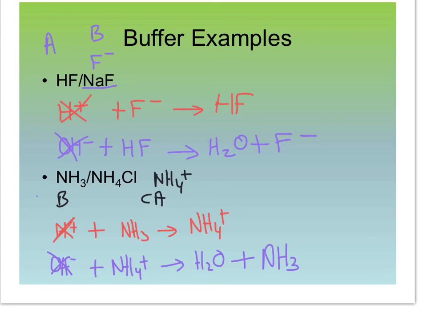Now, each buffer has a buffering capacity. Remember, in all of these I said the amount of H pluses or OH minuses I'm adding is small, so it is my limiting reactant. If I add too much of the hydroxides, for example, in this case, where now this becomes my limiting reactant, then this is used up, and I have extra hydroxides. In that case, my pH will change. So each buffer has a buffering capacity. It can only handle a little bit of H pluses and OH minuses added, after which if I add too much, my pH will change and it will no longer be a buffer system.